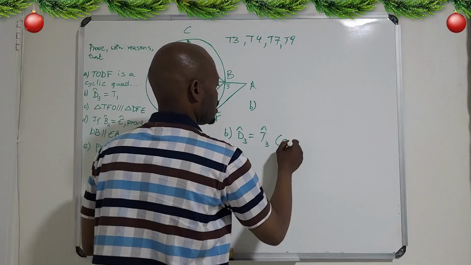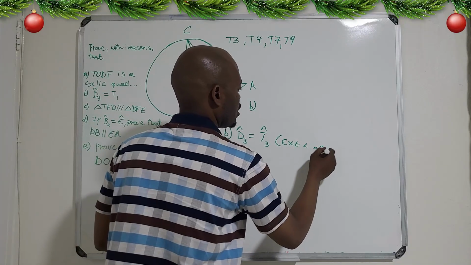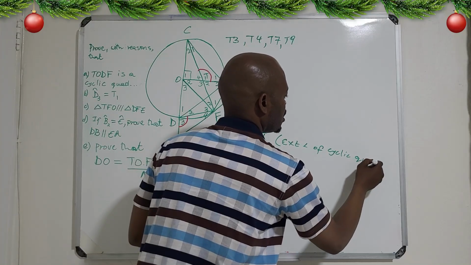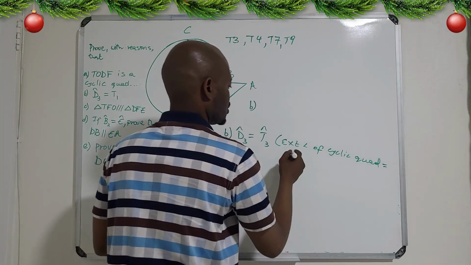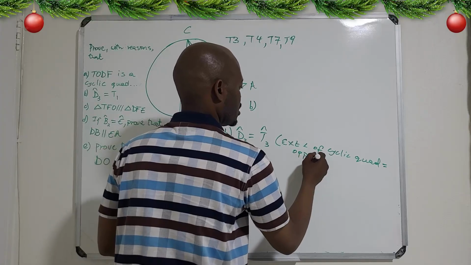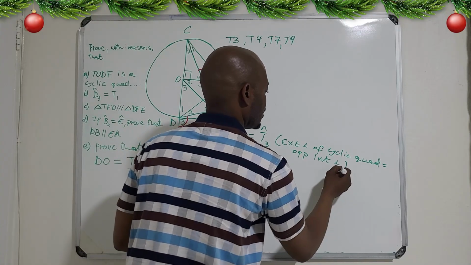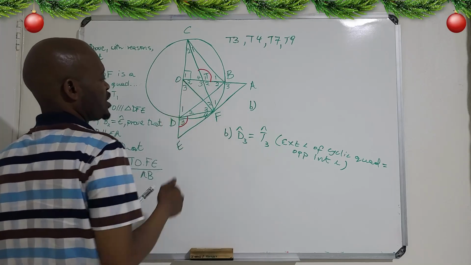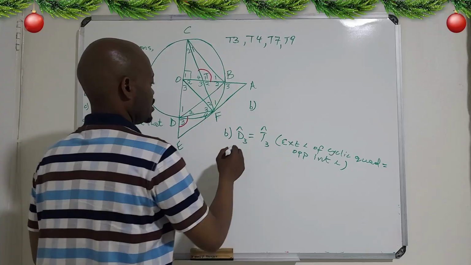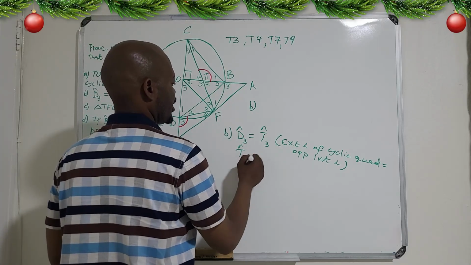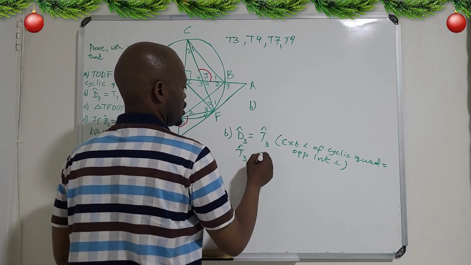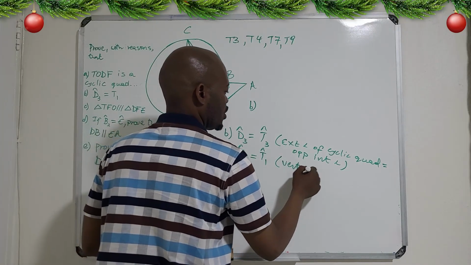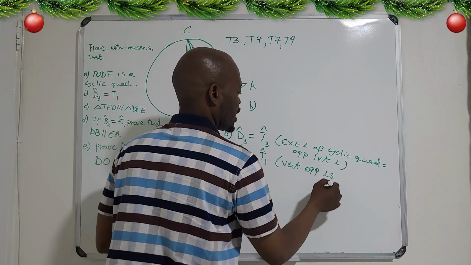Reason: exterior angle of cyclic quad is equal to opposite interior angle. Now, since this angle is equal to that angle, and angle T3 is equal to angle T1, reason: vertically opposite angles.